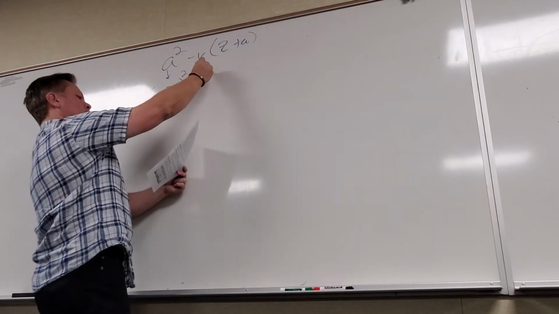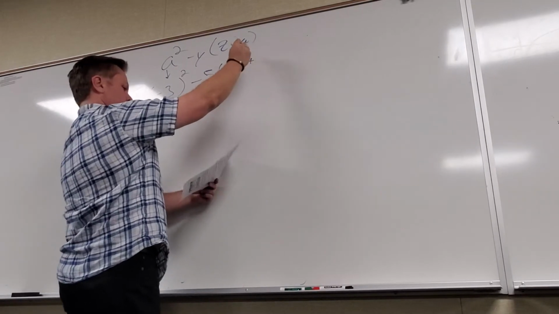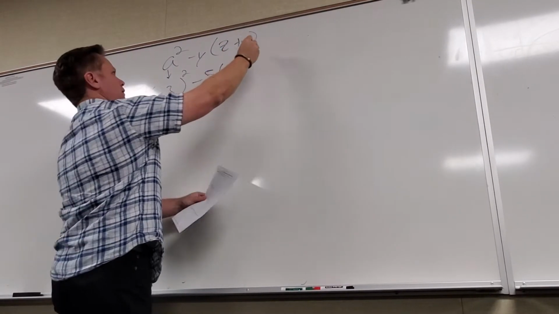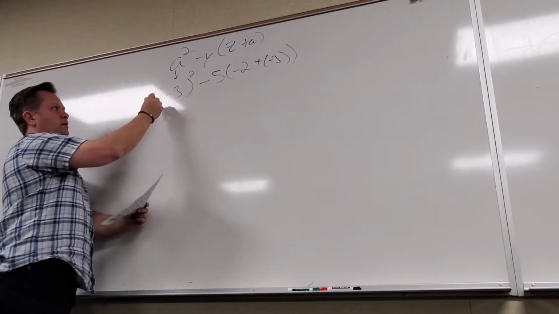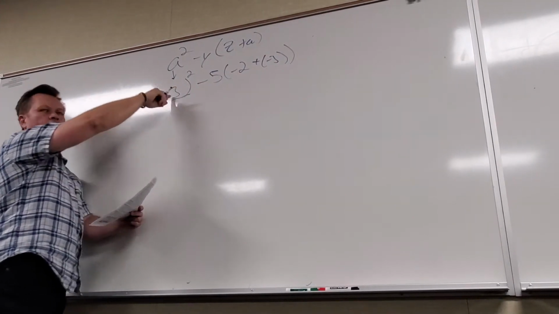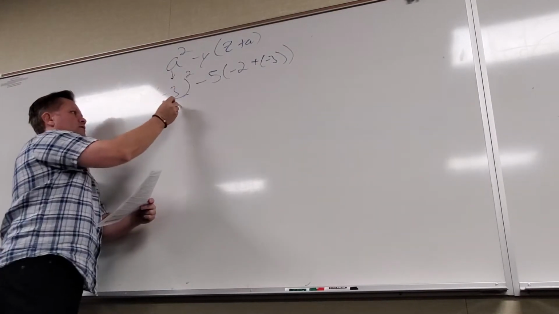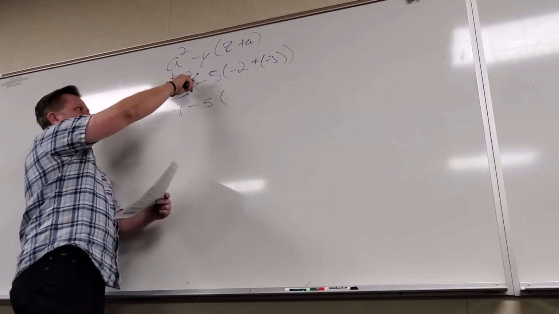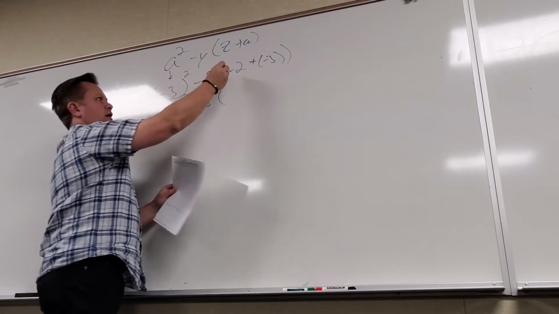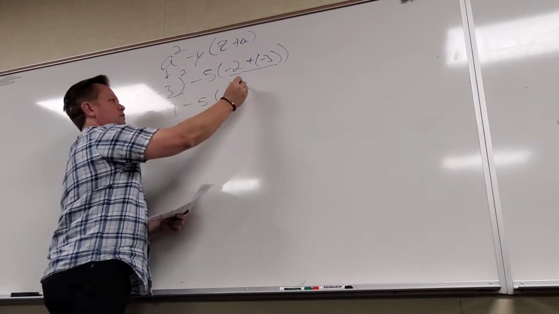Y was pretty good. 5. We did this one yesterday, but just to catch everybody back up. Negative times negative is positive. And then 3 squared is 9. And of course, I do exponents before subtraction. I do what's in the parentheses before subtraction.